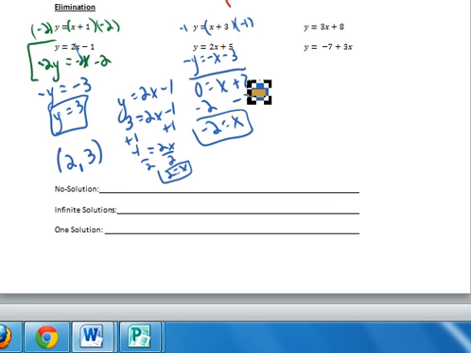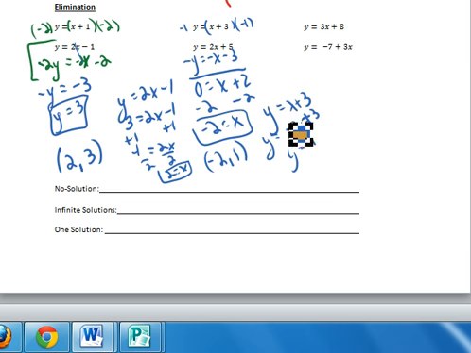We go back to one of our original equations. I'm going to choose y equals x plus 3. When I plug in -2 for x, I get y to be equal to 1. Our solution is a point, -2, 1. Again, I want you to try the last example on your own to bring into class.